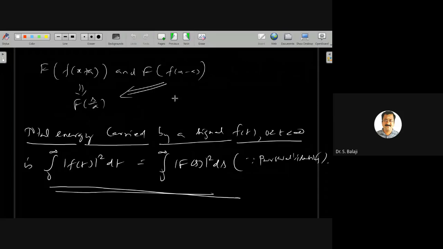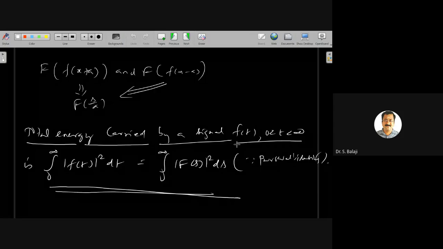And also, in the Fourier transform, we can think that the total energy carried by a signal f of t is termed as integral 0 to infinity mod f of t square dt, the Parseval's identity. In the range 0 to infinity you can consider like this, but for minus infinity to infinity you consider minus infinity to infinity. It depends upon whether it is cosine transform or sine transform. Total energy carried by a signal is also called the power spectrum of the signal.